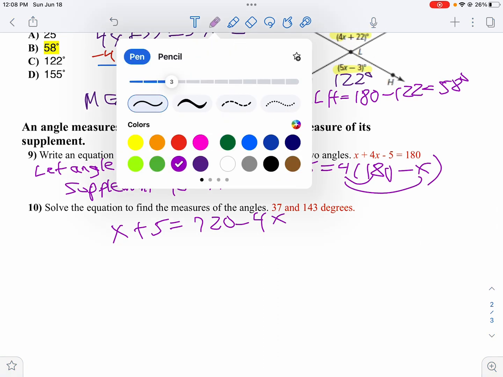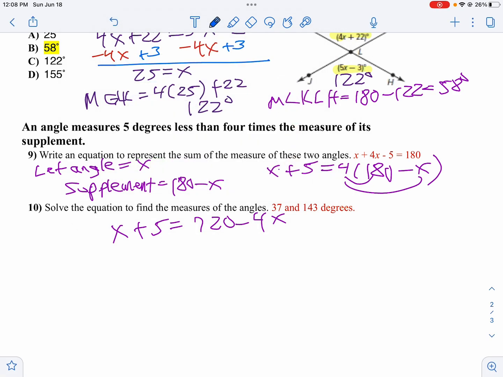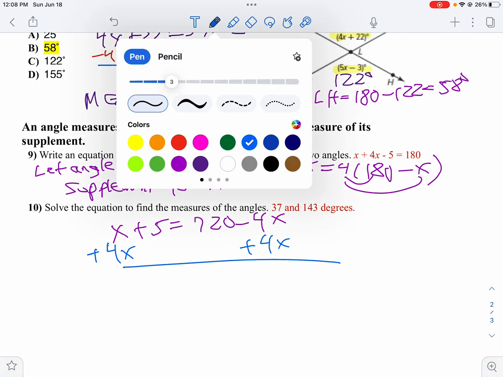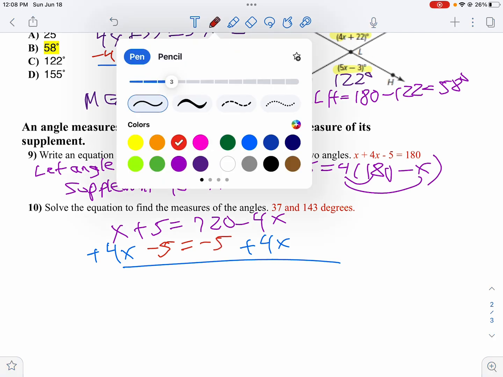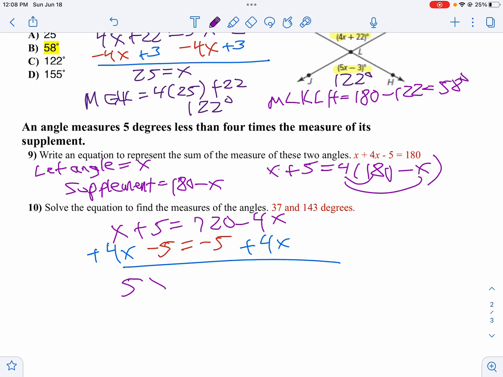Let's get all the x's on the same side. I always like to move the one that's smaller. So I add 4x to both sides. At the same time, let's subtract 5 from both sides. So then we get 5x equals 715. So divide by 5. x is going to be 143 degrees.